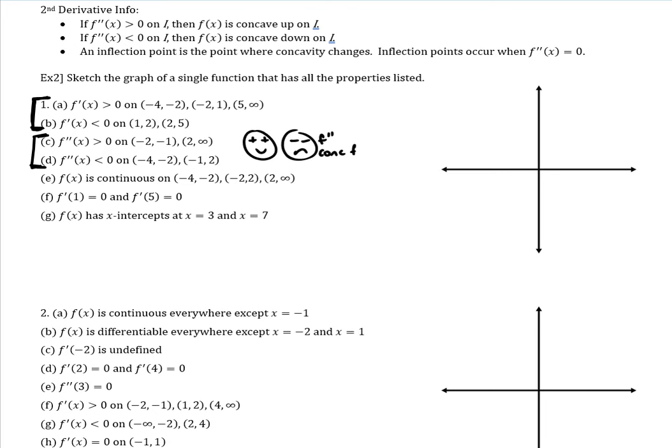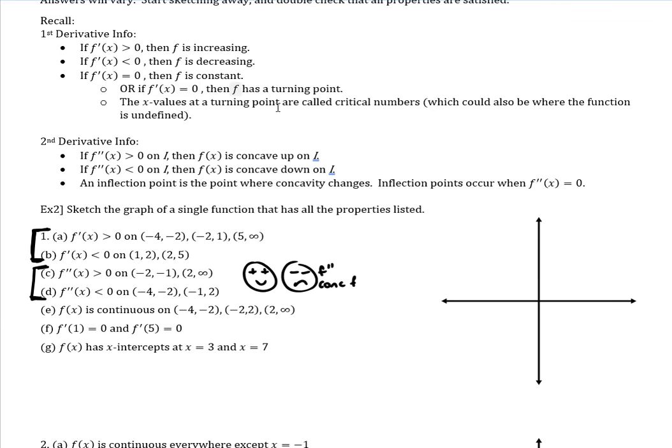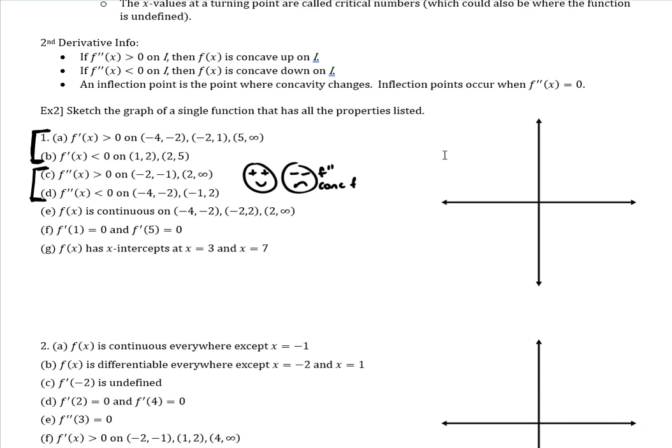It tells us something about our first derivative setting equal to 0. So that's using this here. There's probably a turning point, or it could mean we have relative extrema occurring there, at x equals 1 and x equals 5. Let's go ahead and mark that. And then f of x has x-intercepts at x equals 3 and x equals 7. So it tells us about intercepts.